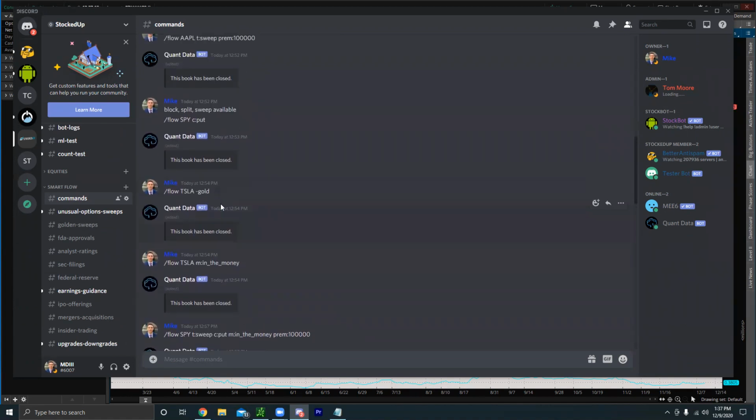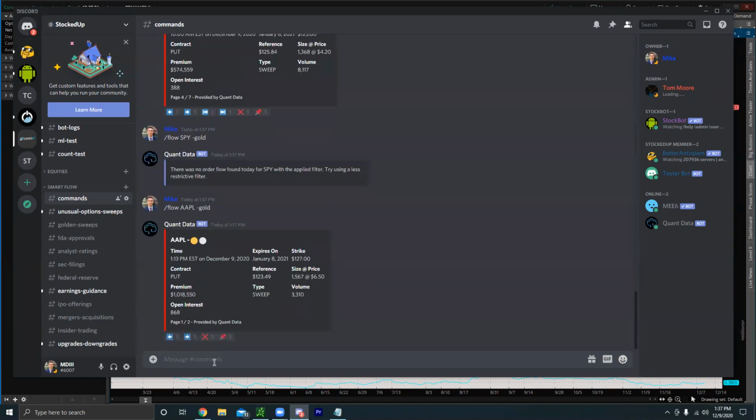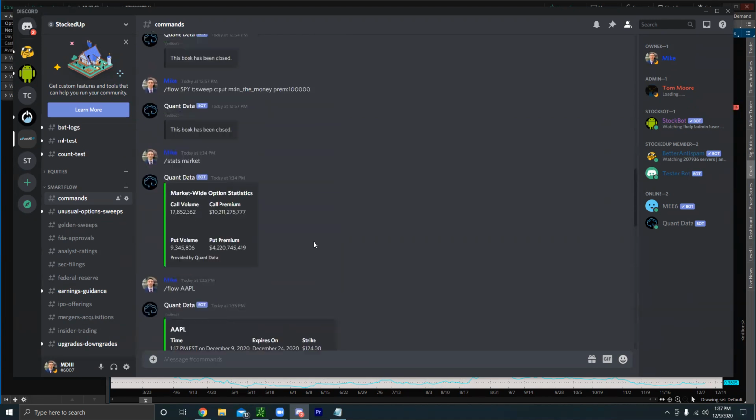You could even do like golden sweep. So if you did /flow, and let's say you did SPY and you did gold, right? Oh, so there's no golden sweeps today for SPY. Let's say you did /flow Apple gold. All right, we could see some golden sweeps. There were 2, about one for 1 million and another one for slightly over 1 million. You can do this for any ticker you want.